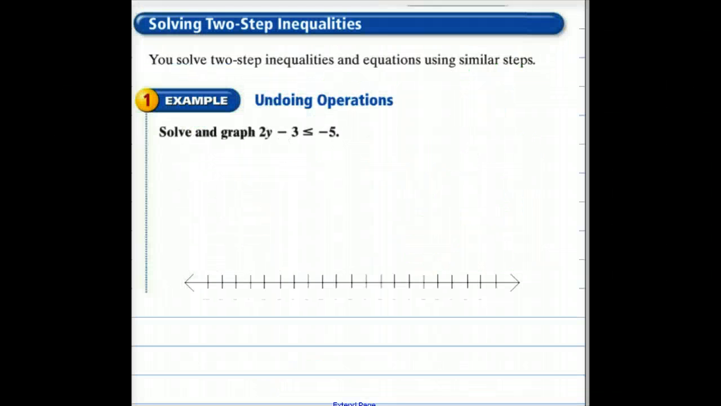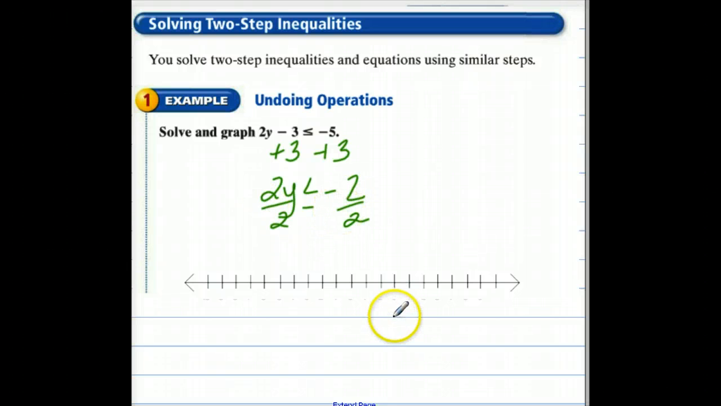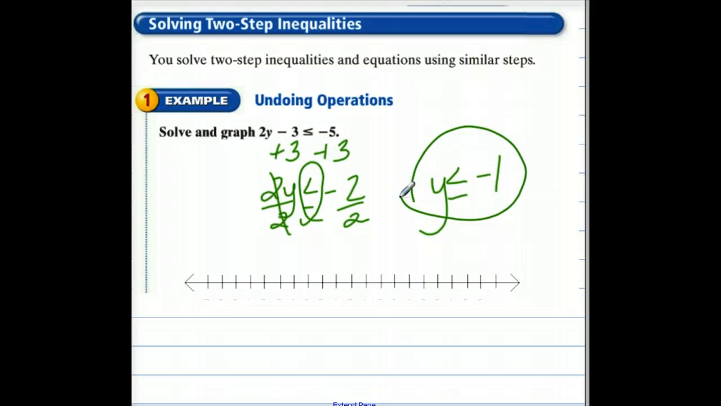All right, so let's try a two-step. You don't do anything differently. It's just like solving an equation. So first, you want to undo the constants, the numbers by themselves. Add 3 to both sides. Doing that, I have just 2y less than or equal to negative 5 plus 3 is negative 2. Now I'm dividing by 2 to both sides to get rid of the coefficient. The 2's cancel. I have y, my symbol, less than or equal to, negative 2 divided by 2 is negative 1. So here's part of the answer, and then you also include the graph.